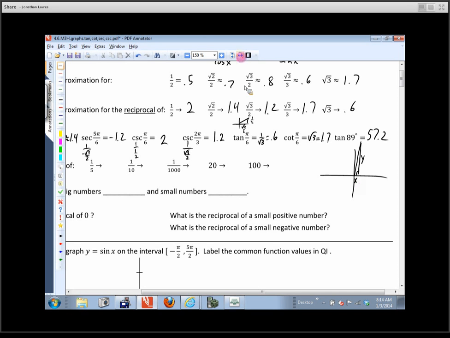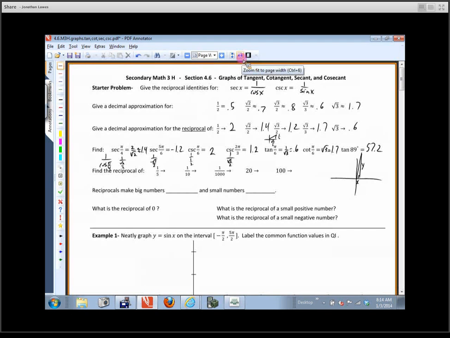Okay, so now I want to write down the reciprocal of just some fractions, or some whole numbers here. What's the reciprocal of 1/5? Now we're to the easy ones, right? Reciprocal of 1/5 is 5. What's the reciprocal of 1/10? 10. The reciprocal of 1/1000th? 1,000. Okay. What's the reciprocal of 20? 1/20th. And the reciprocal of 100? 1/100th.